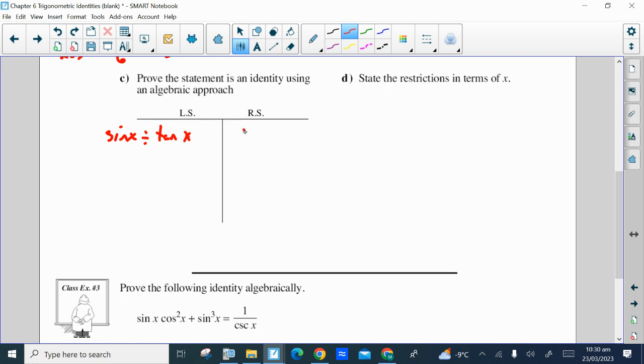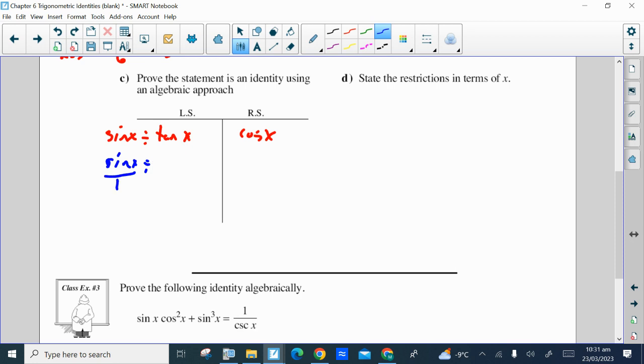So the right side is just cosine of x. There's nothing we can do for that. We need to work down the left side to show that it is also equivalent to cosine of x. So there's no powers here. So we're not going to look at Pythagorean identities. We're not going to factor. We will put everything in terms of sine and cos.